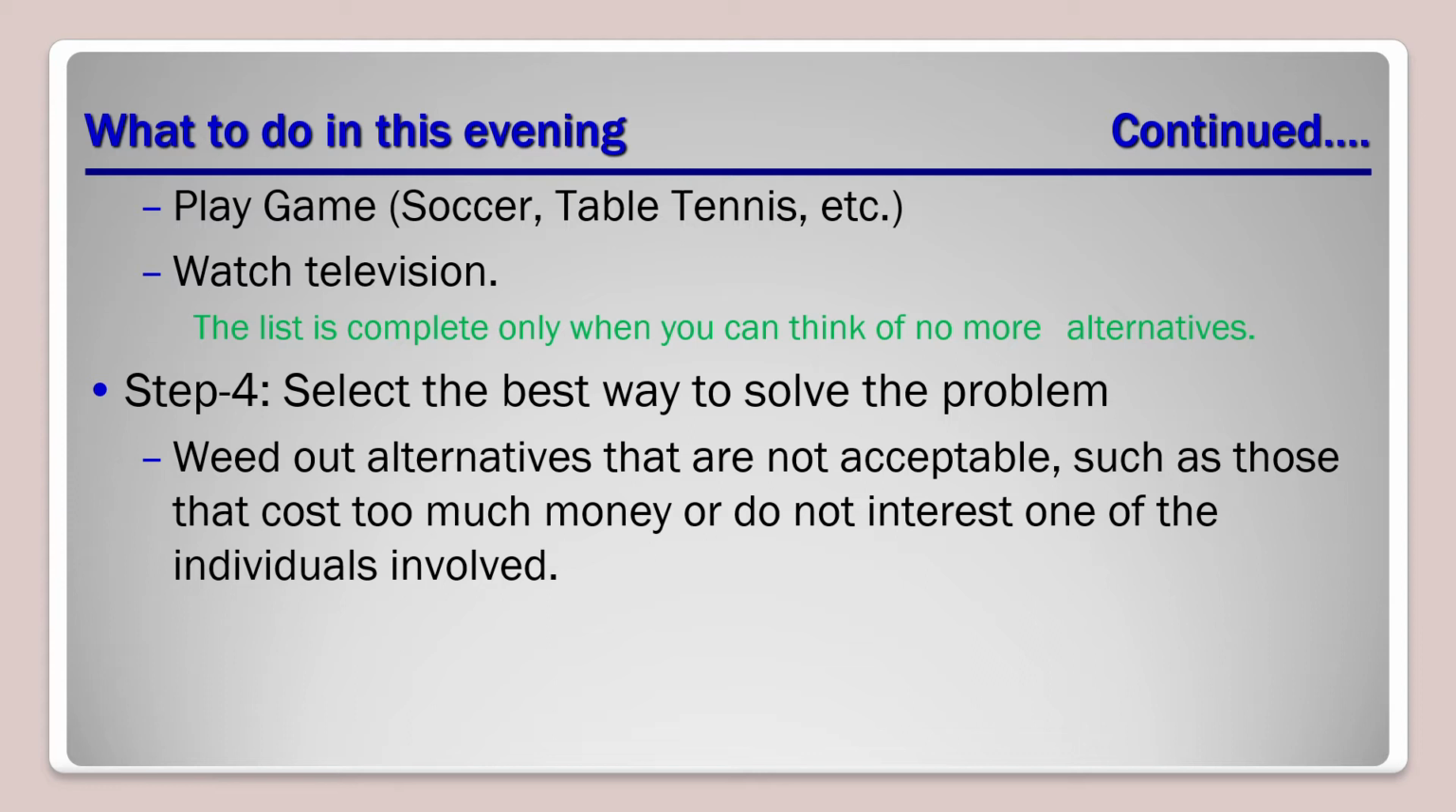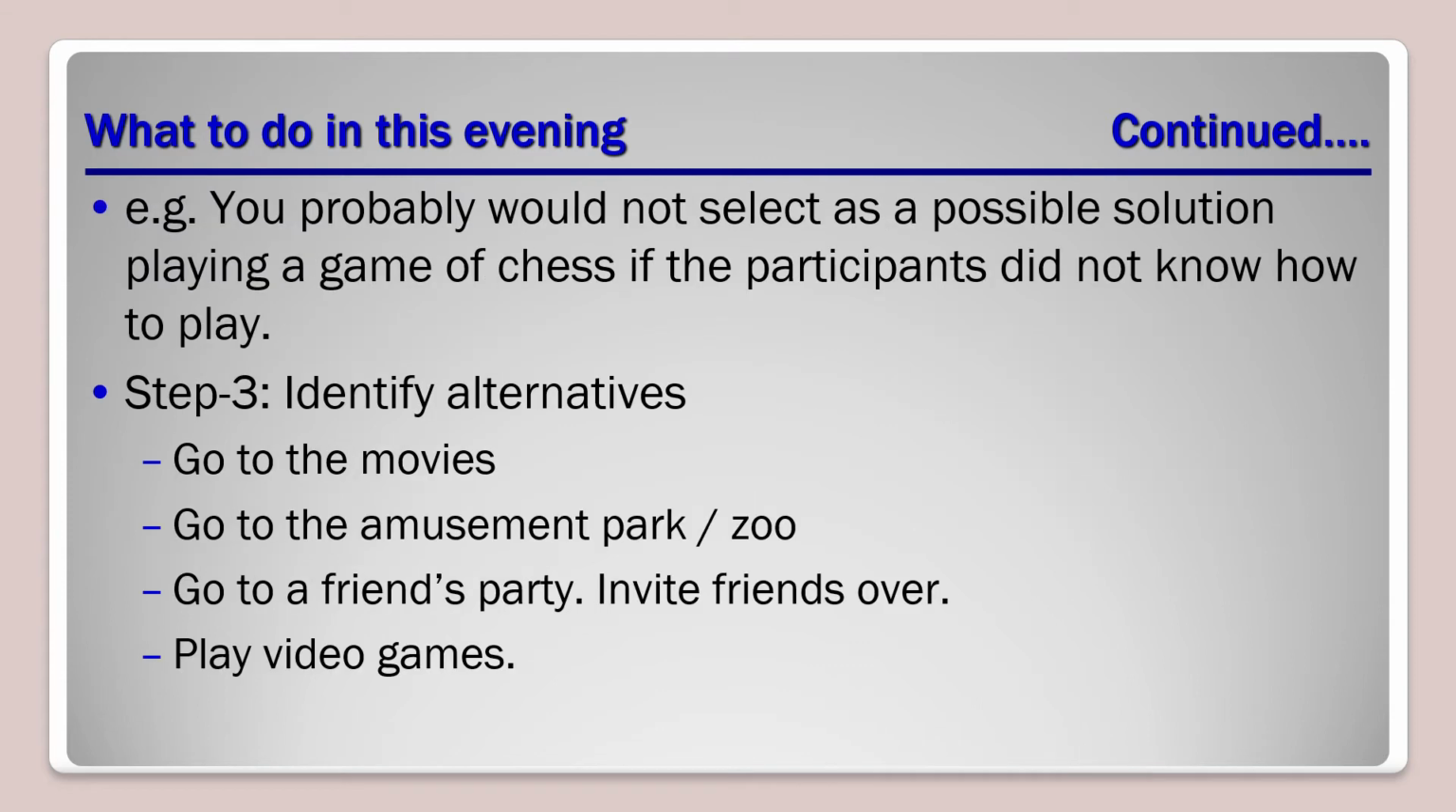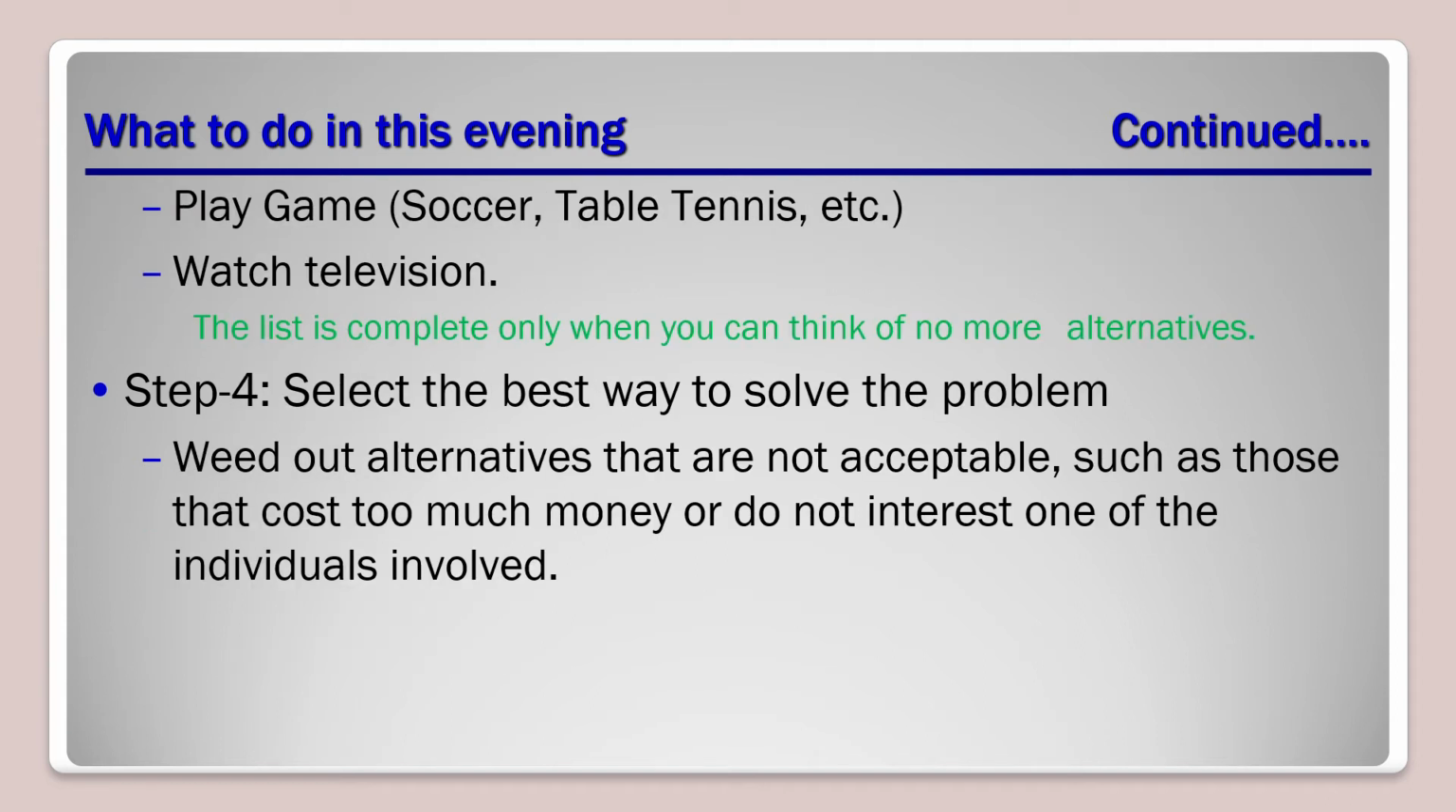Okay. So now what we will do? We will take them one by one. For example, I will take the first alternative, go to movies. And then I will ask my friends how many of them want to watch movies.